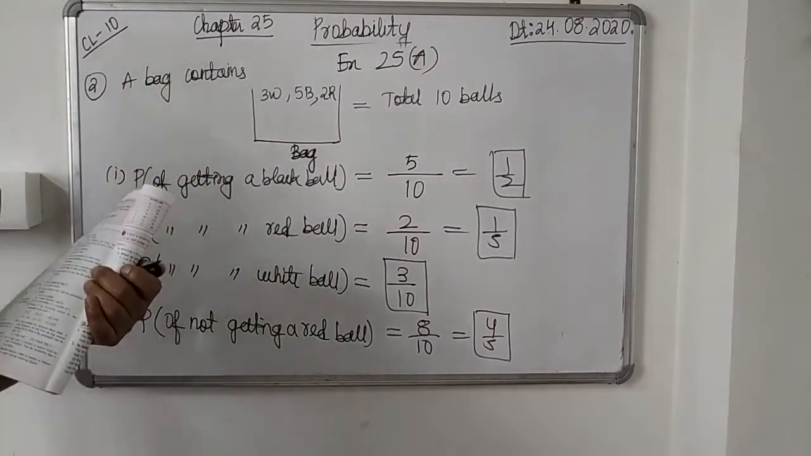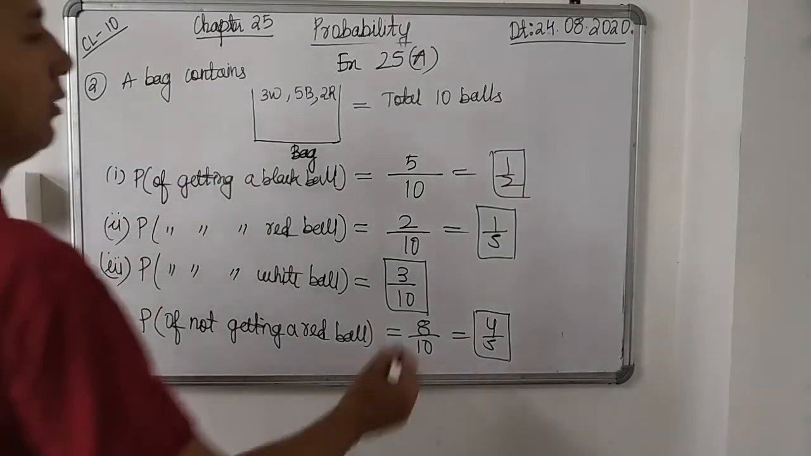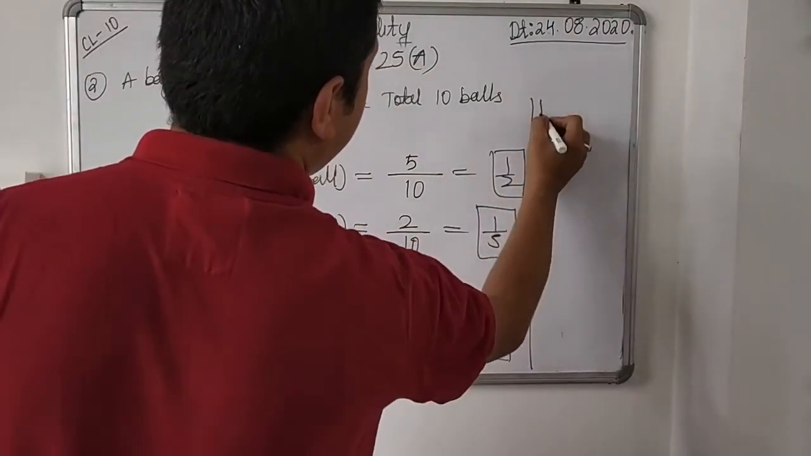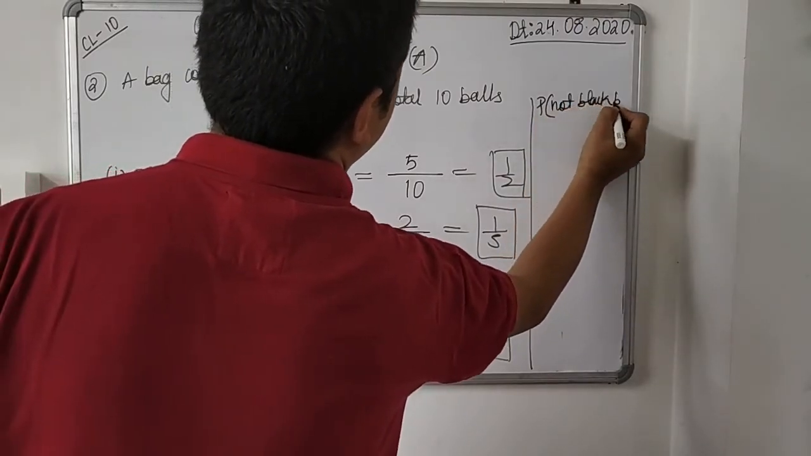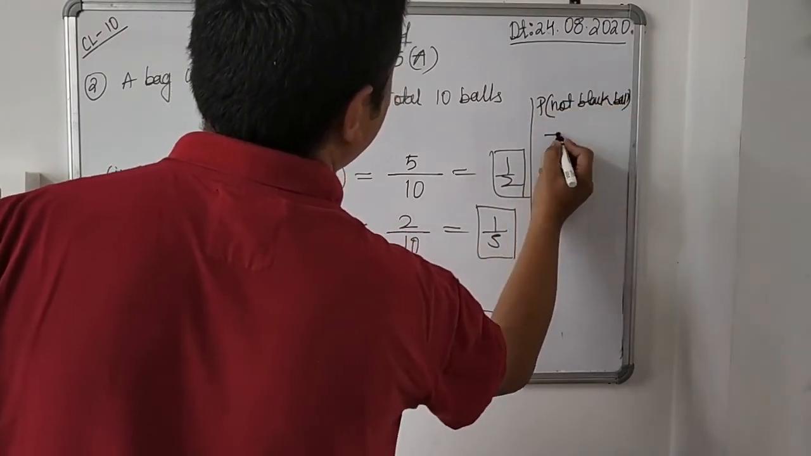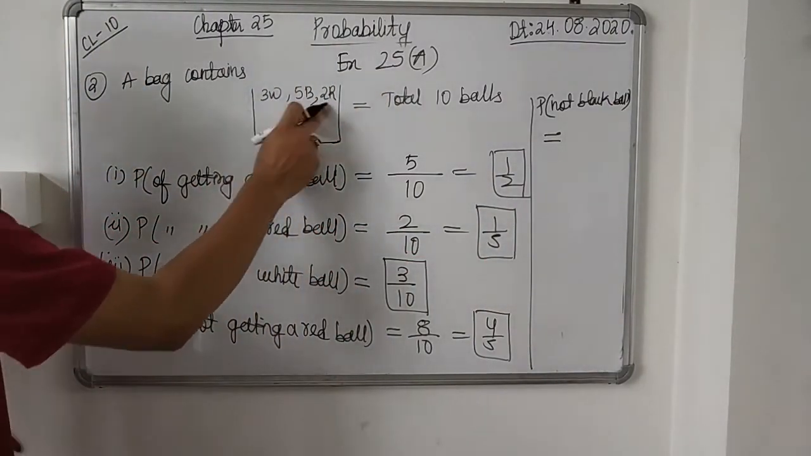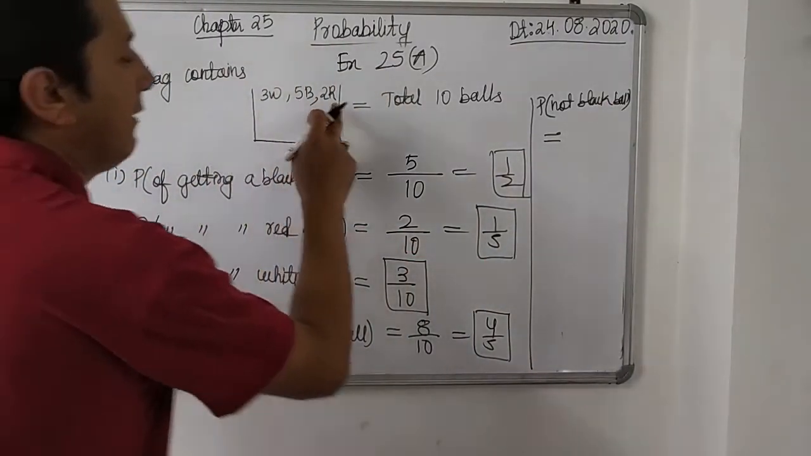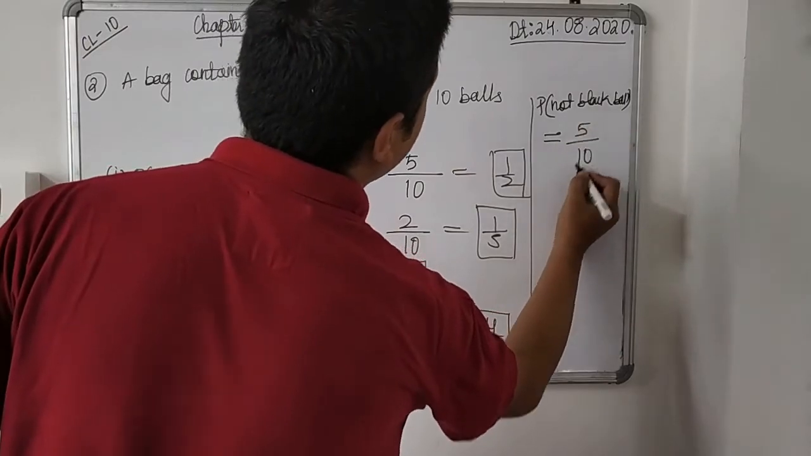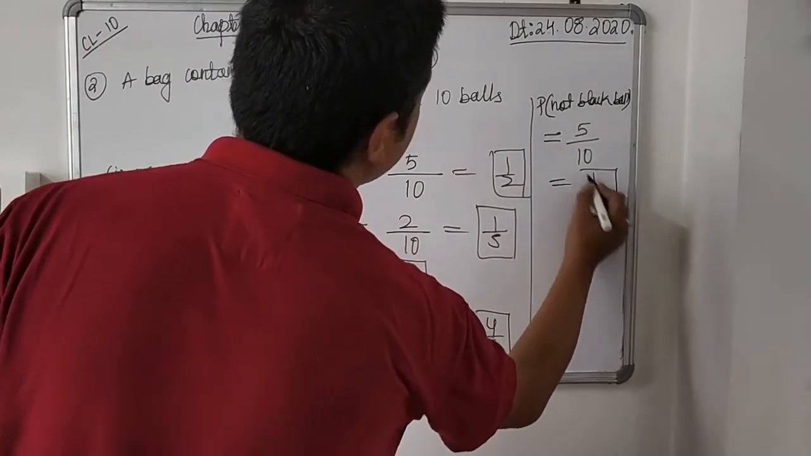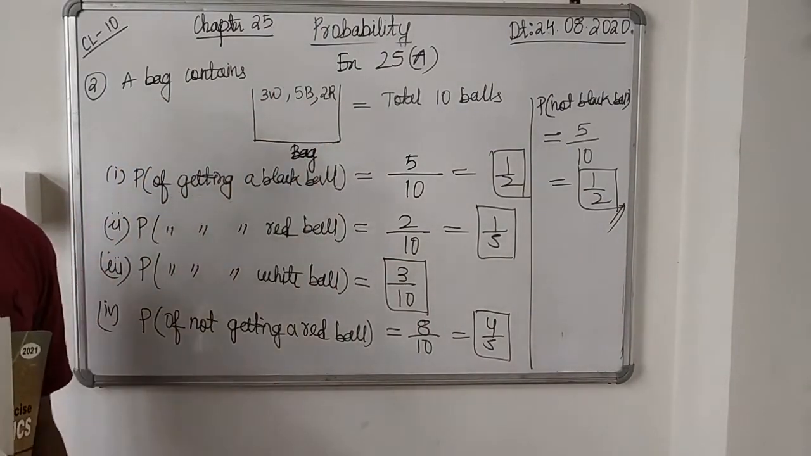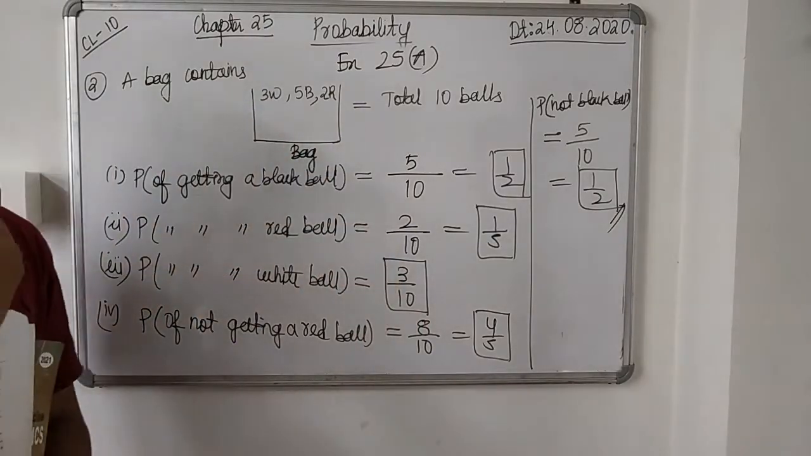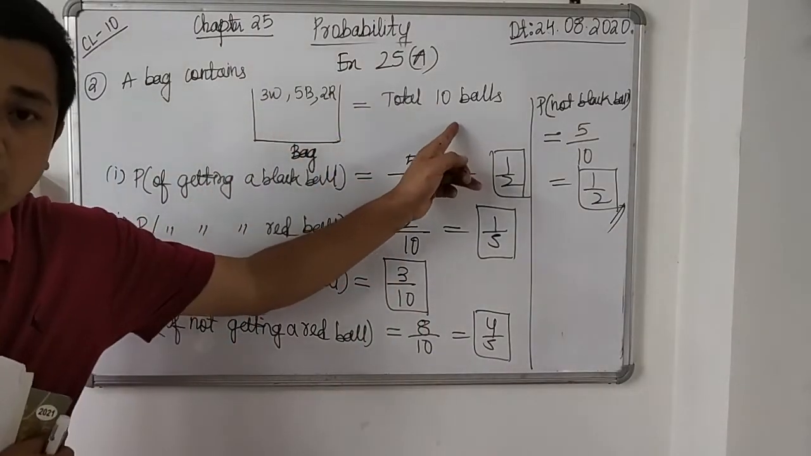And last one, not a black ball. Probability of not a black ball. Except black, how much? 5, which is 3 plus 2. So 5 by 10, which is 1 by 2. In this way, we have to do these questions. So what is the experiment here? Drawing a ball. What is the sample space? 10 different balls.